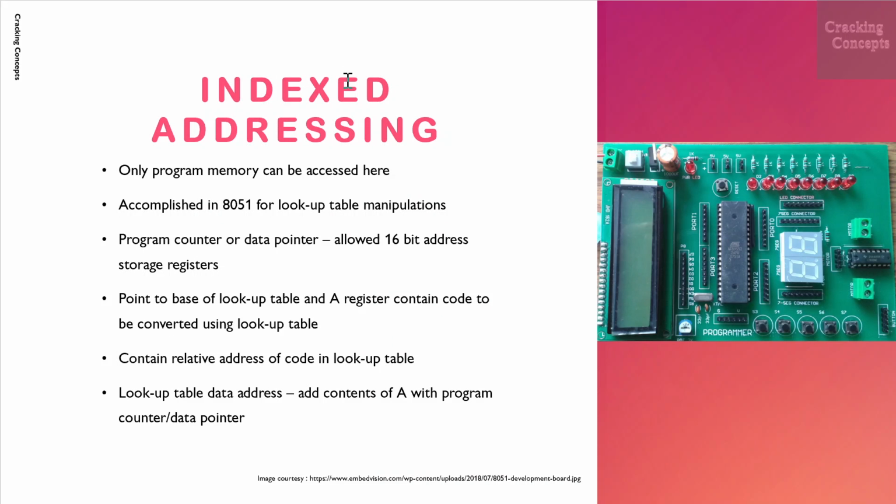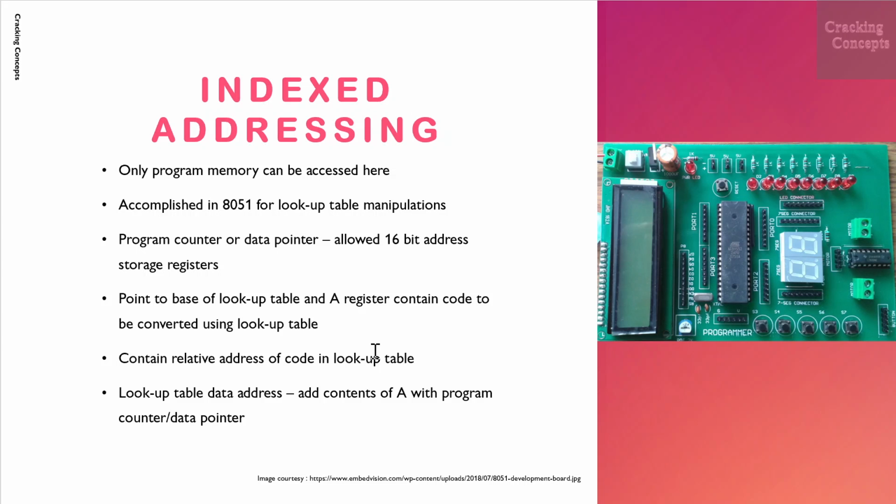Last, we have indexed addressing, where only the program memory can be accessed. Basically, this mode of addressing is accomplished in 8051 for lookup table manipulations. Program counter or data pointer are the allowed 16-bit address storage registers in this mode of addressing. These 16-bit registers point to the base of the lookup table, and the accumulator register contains a code to be converted using the lookup table. In other words, it contains the relative address of code in the lookup table.